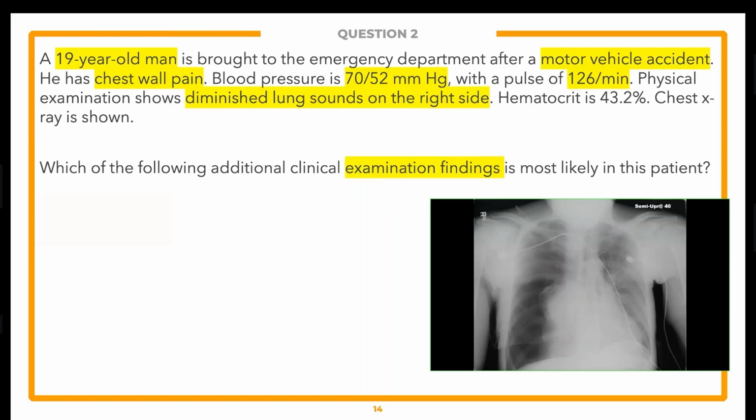We have a 19-year-old man in an MVA, a motor vehicle accident. A lot of things can happen in an accident. He comes in with some chest wall pain. Blood pressure is 70/52. That's pretty bad.